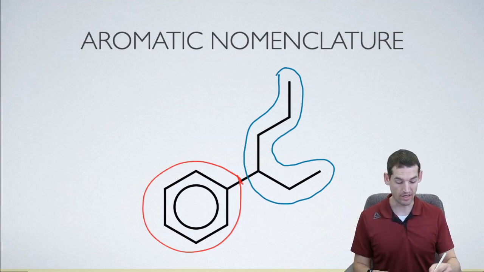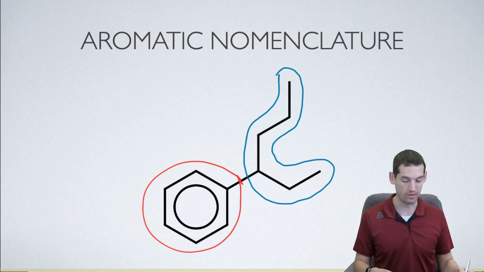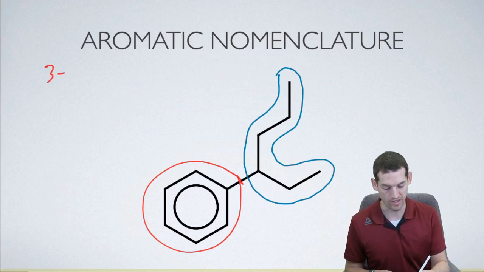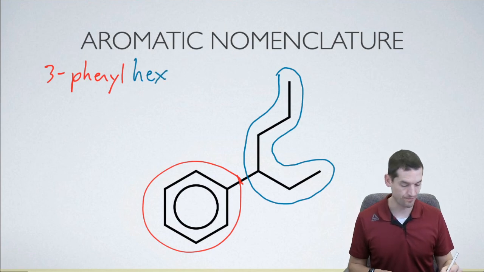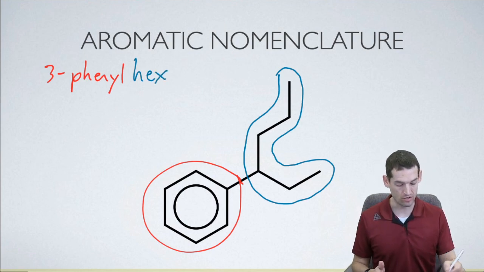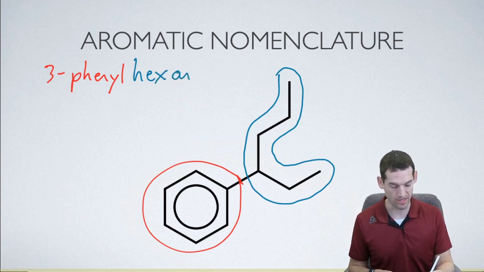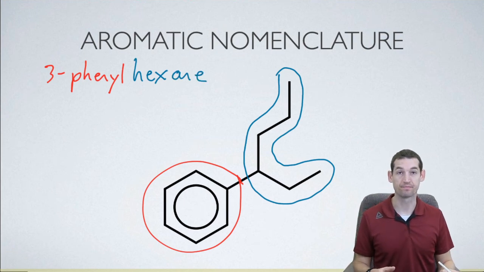Now numbering, I can either number from the top, which gives me a 4, or I can number from the bottom, which would give me a 3, which is the lower number. So this is a 3-phenyl. And then my parent is hex for 6, and they're all carbon-carbon single bonds, so this is a hexane.